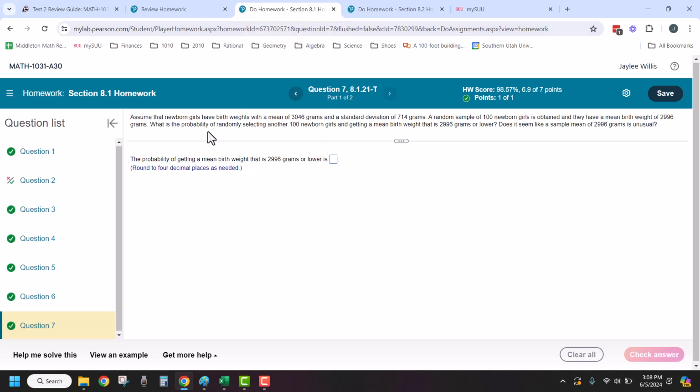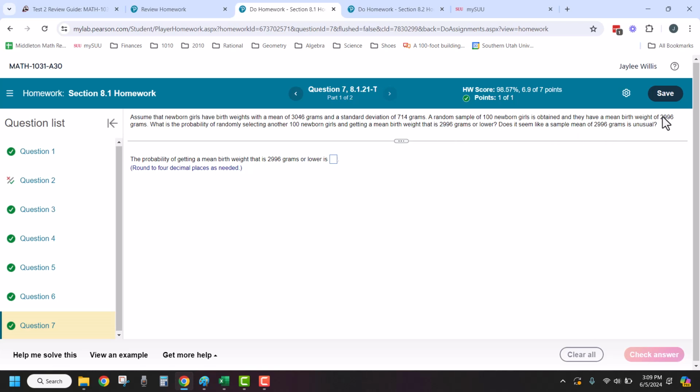In this one, it says, assume that newborn girls have birth weights with a mean of 3,046 grams and a standard deviation of 714 grams. A random sample of 100 newborn girls is obtained, and they have a mean birth weight of 2,996. Notice that number is smaller than the population mean. And we're asking, what is the probability of randomly selecting another 100 newborn girls and getting a mean birth weight that is either that small number or lower?